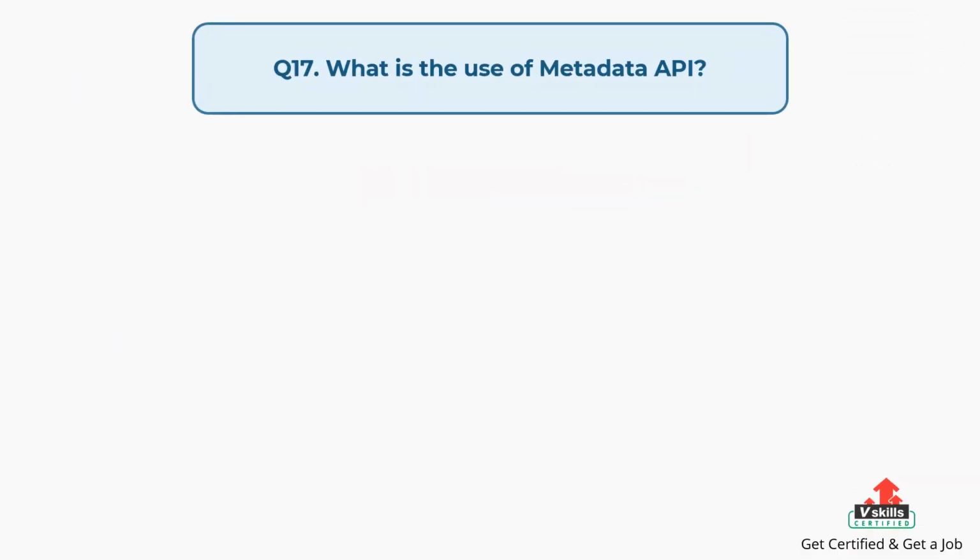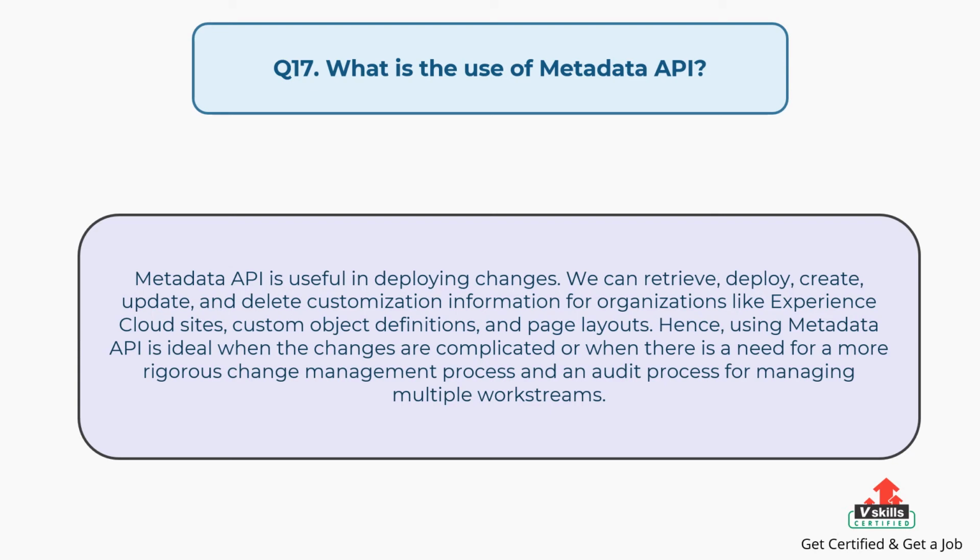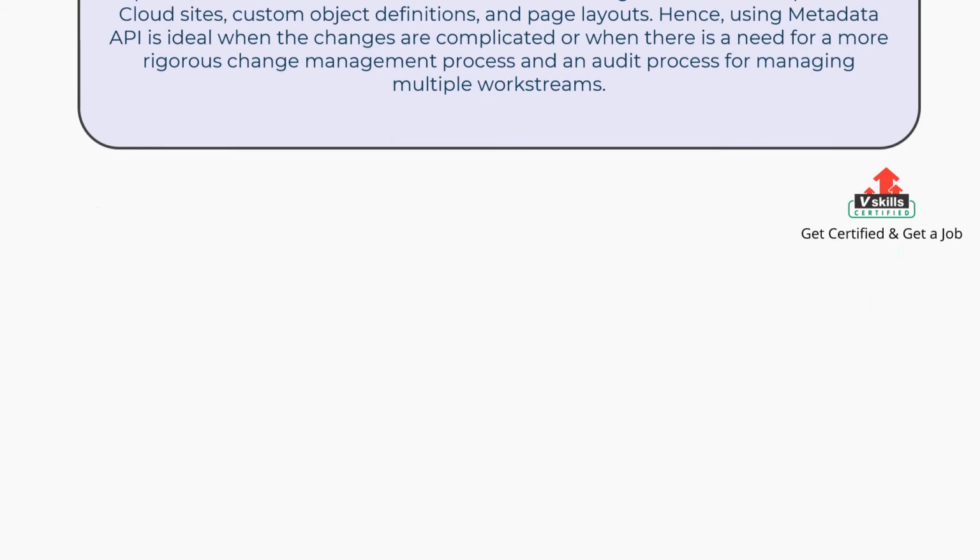Question number 17, what is the use of Metadata API? The answer is Metadata API is useful in deploying changes. We can retrieve, deploy, create, update, and delete customization information for organizations like Experience Cloud sites, custom object definitions, and page layouts. Hence, using Metadata API is ideal when the changes are complicated or when there is a need for a more rigorous change management process and an audit process for managing multiple work streams.